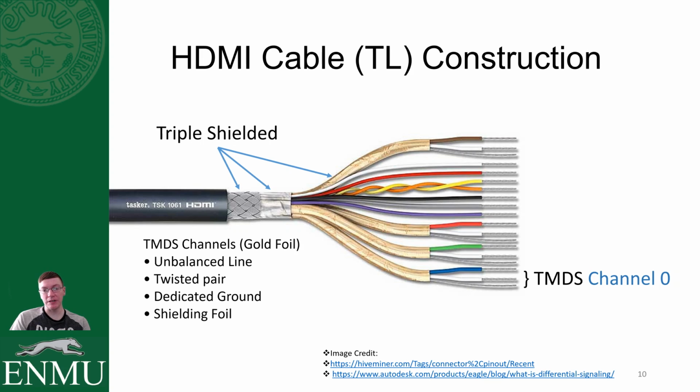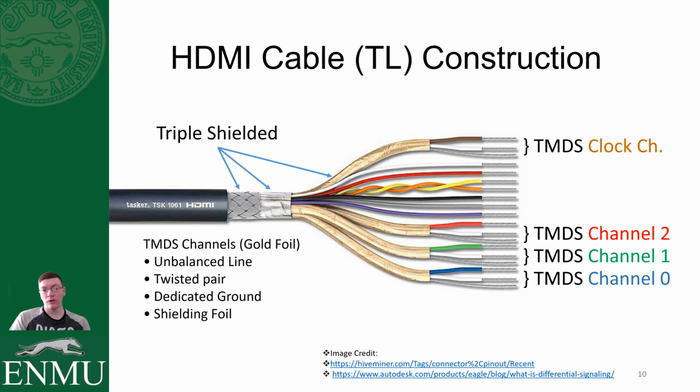Now this is TMDS channel 0, and again I just wanted to reiterate that this is a transition minimized differential signal coming out of these pairs. So as you can see right there, each one of these gold foil pairs are producing a signal just like this. For all the data they pipe through, it is this type of signal coming out. So that's TMDS channel 0, 1, and 2.